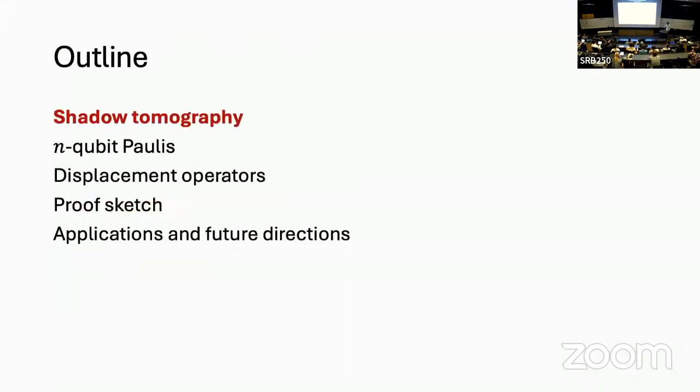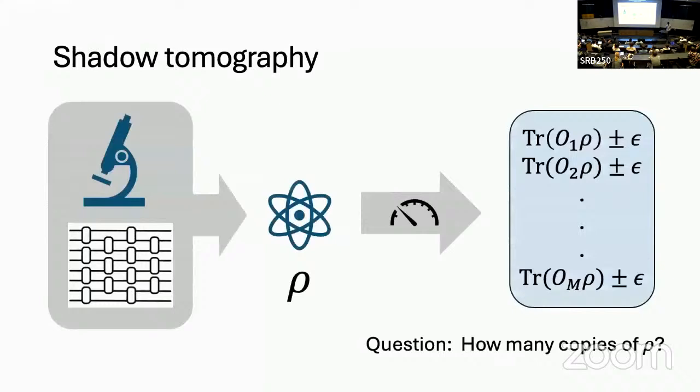Okay, with that, let's start the real talk. We'll start with an outline of what shadow tomography is. Shadow tomography is a task of this form. And by the way, I always have to remind people that it's not the same thing as classical shadows. Classical shadows is a particular algorithm to solve shadow tomography, but shadow tomography itself is not an algorithm, it's a task.